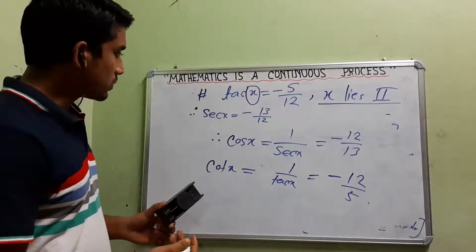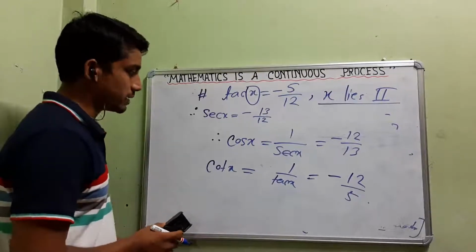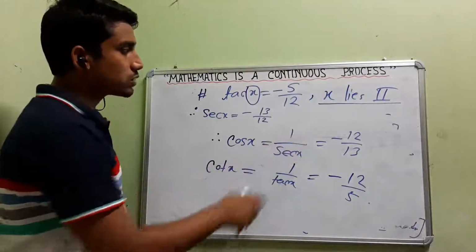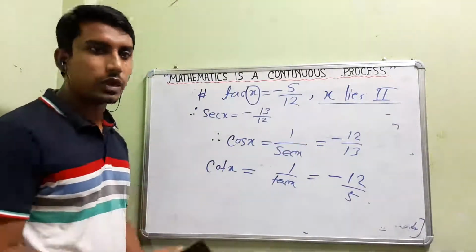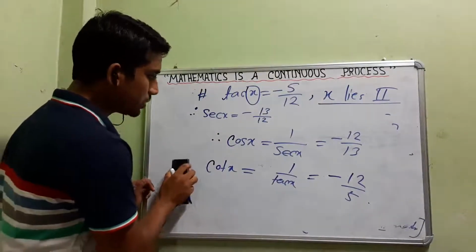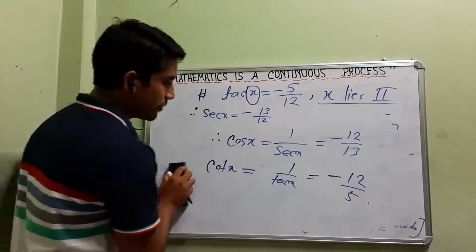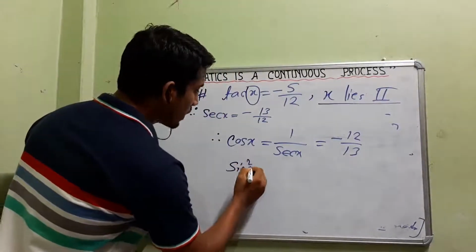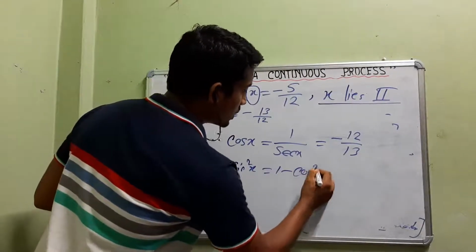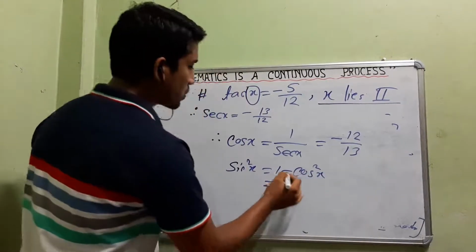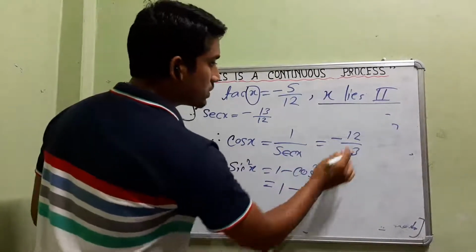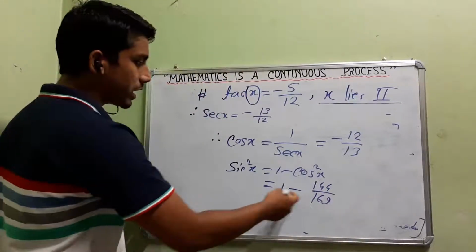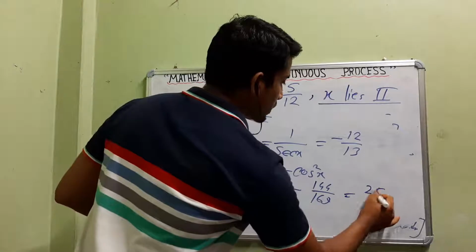One more thing, that one is your sin x. We need to know, no? Yes, sin x. So by using cos x we can get sin x. We have one more identity. Using cos x we can get sin x, because sin square x plus cos square x equal to 1. Okay, cot x we got minus 12 by 5. So using cos x we'll try to find sin x, because we know sin square x equal to 1 minus cos square x. So 1 minus cos square x, what is the value of cos square x? If you take the square of this one, it will be 144 divided by 169. If you take LCM, it will be 25 by 169.